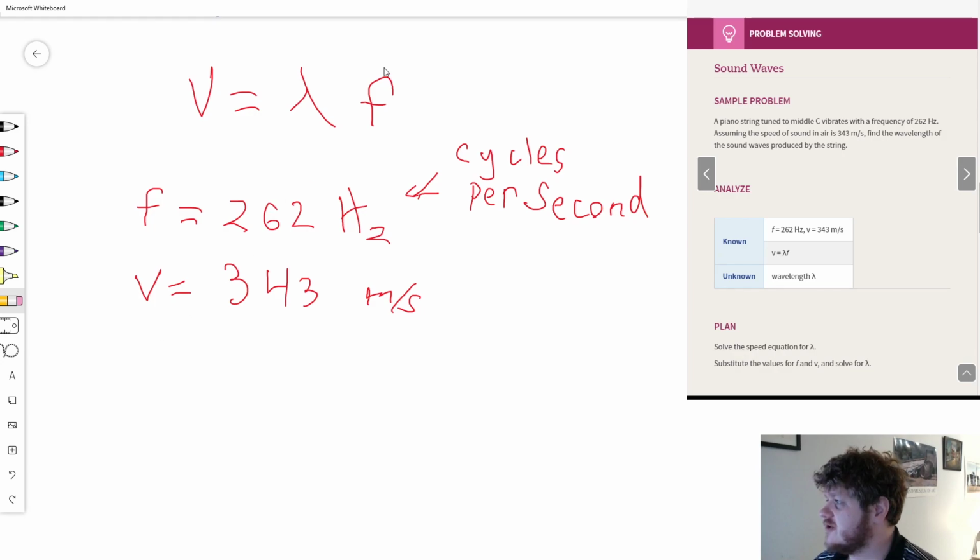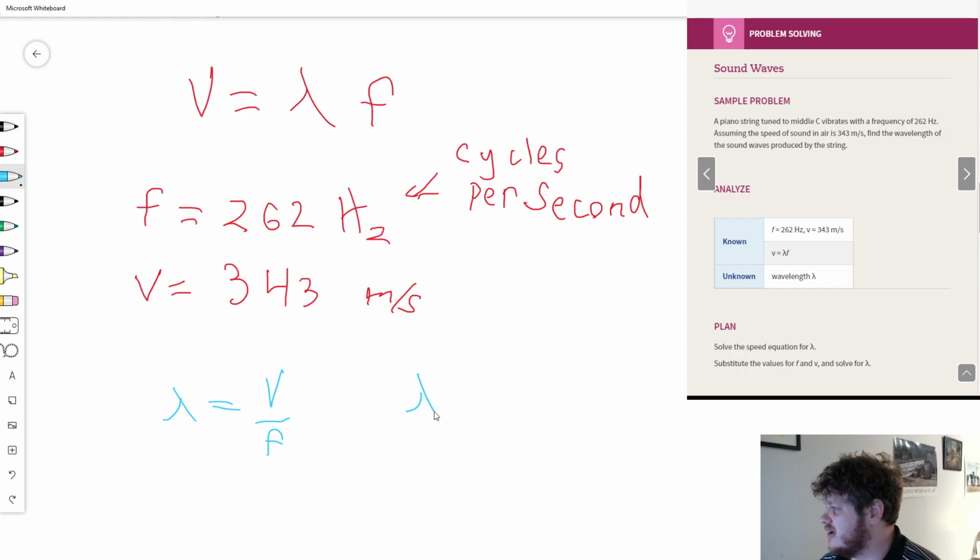Sorry. So the first thing we want to do is rearrange this equation. If we think of everything as things we can divide by or multiply by, it makes it a lot easier. So when we start from here, if we're trying to solve for lambda, we can divide by f. If we divide by f, we end up with lambda equals v over f.